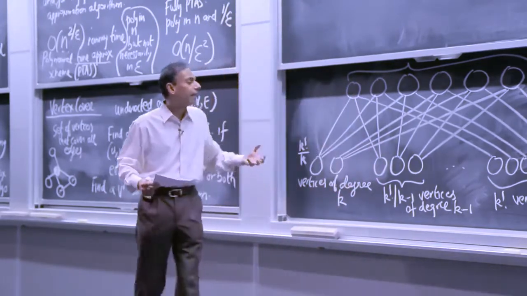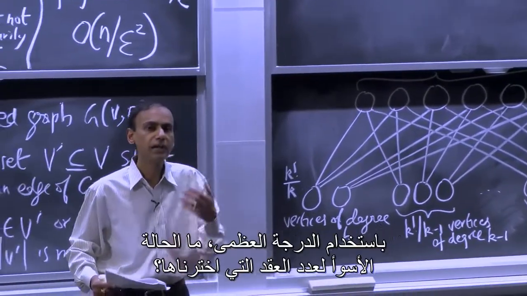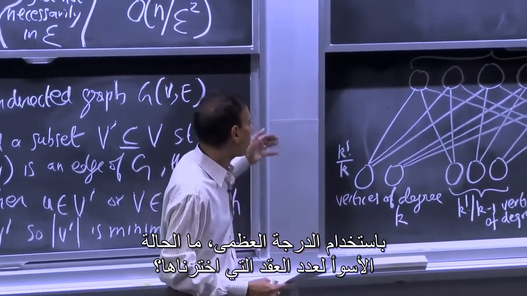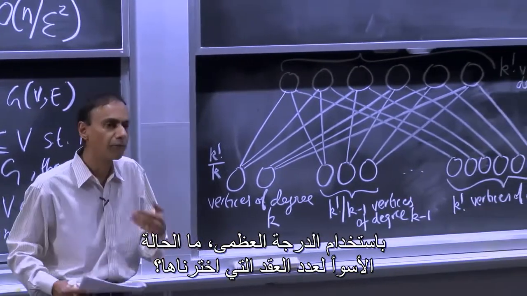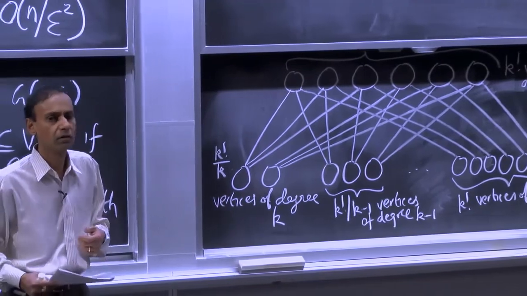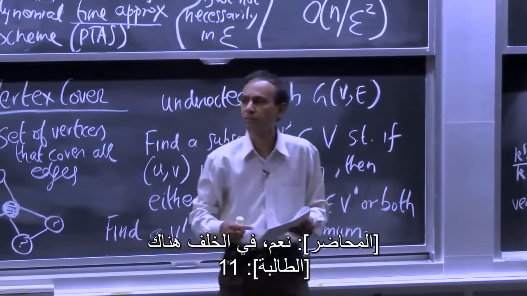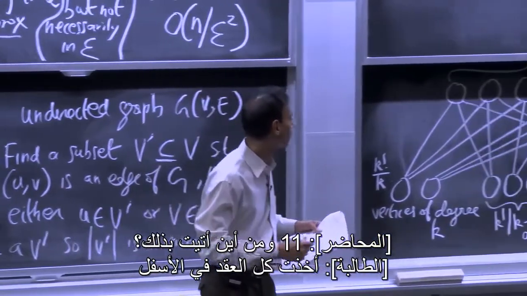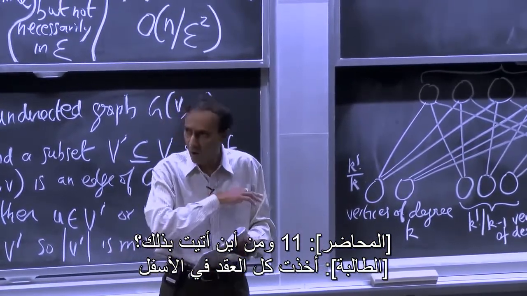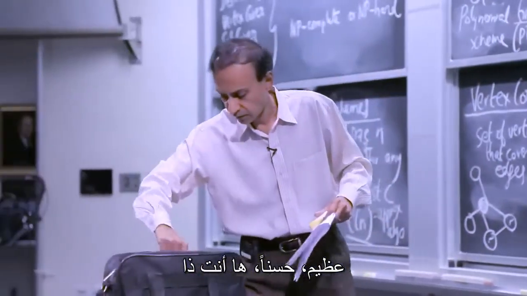So in the worst case, when you create a vertex cover using maximum degree, what is the worst case in terms of the number of vertices that we pick for this particular example? What is the worst case in terms of the number of vertices? Yeah, back there. 11, and where did you get that from? You grab all of the ones on the bottom. Fantastic. All right, there you go.